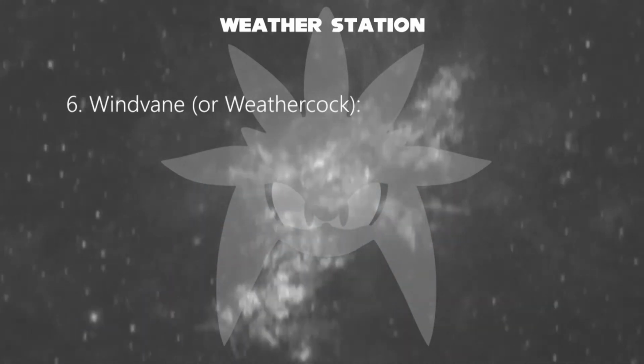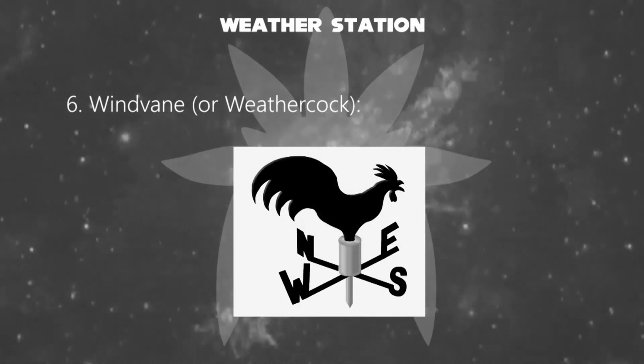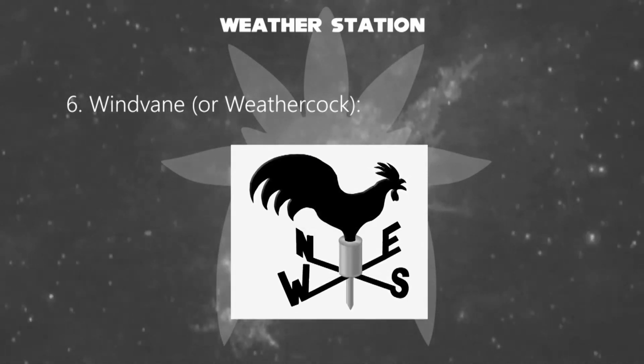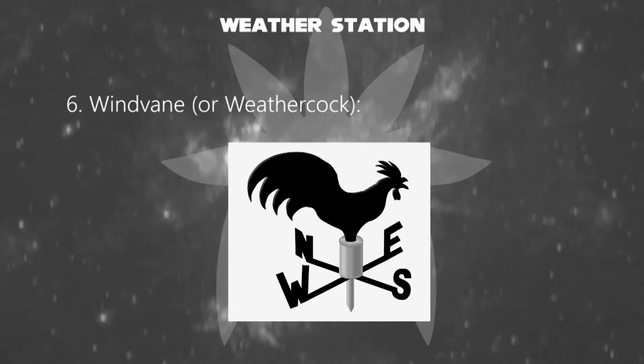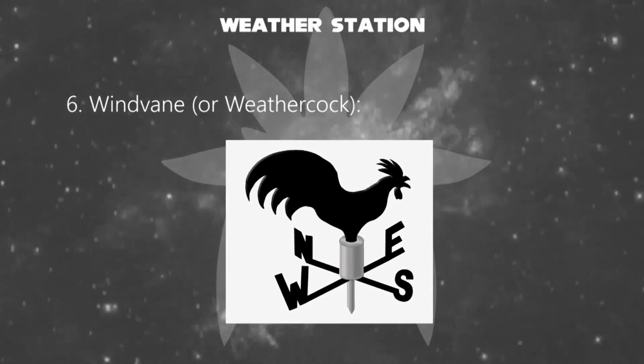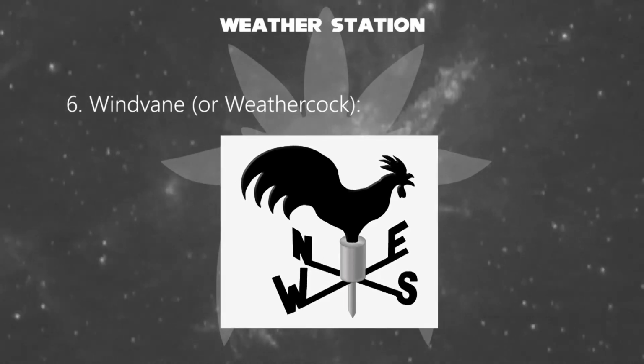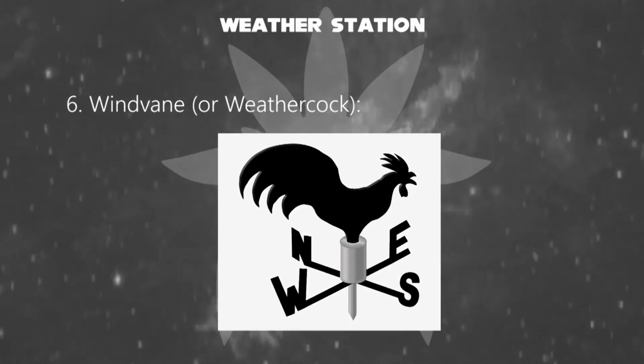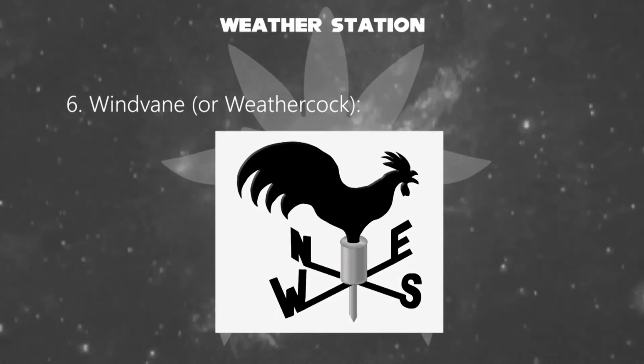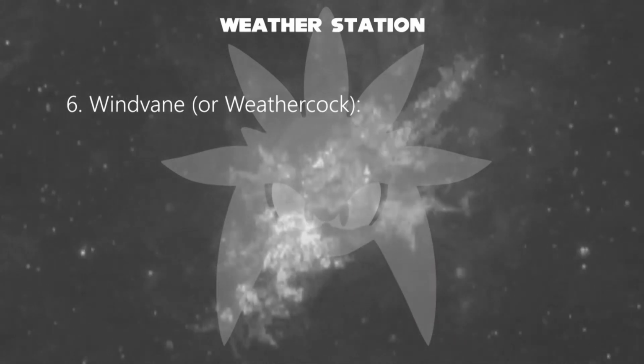Next, wind vane. Wind vane, or weathercock, is an instrument used for showing the direction of the wind. It is typically used as an architectural ornament to the highest point of a building. The word vane comes from the Old English word fana, meaning flag. This is similar to windsock.